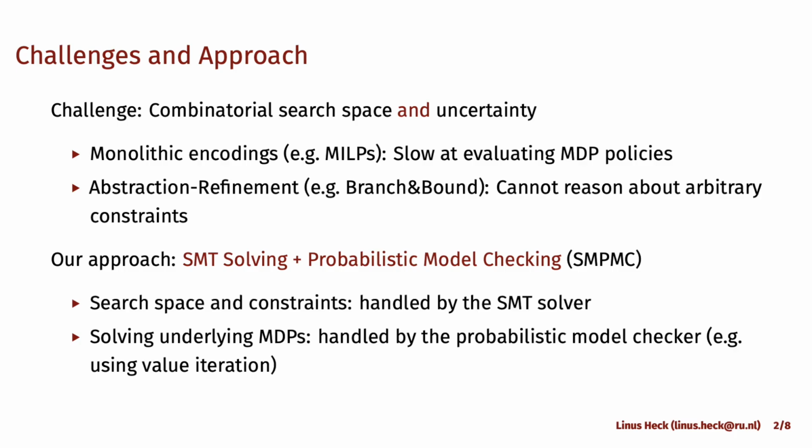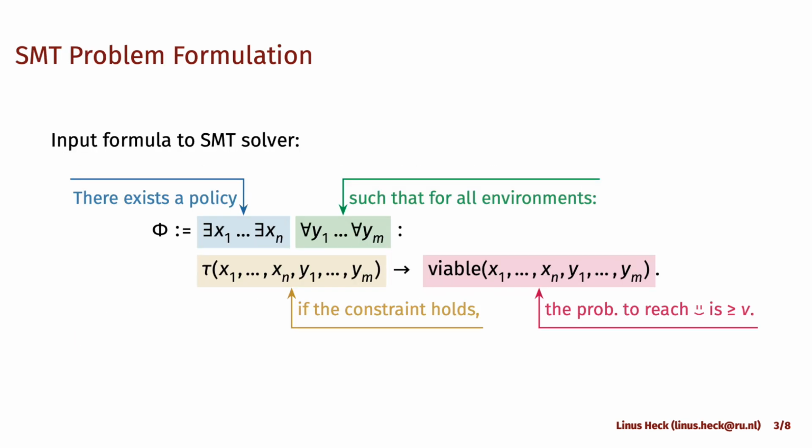Another thing that you can use is an abstraction refinement algorithm such as branch and bound, but this is limited to problems with particular search spaces, so you can't reason about arbitrary constraints. Our approach, called SMPMC, is to combine SMT solving and probabilistic model checking, where the search space and constraints are handled by the SMT solver, whereas the underlying Markov decision processes are solved by a probabilistic model checker, for example using value iteration.